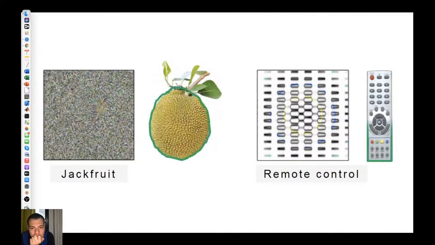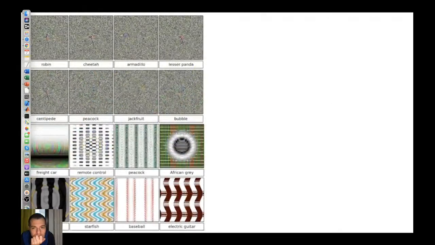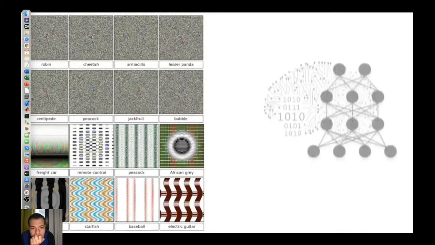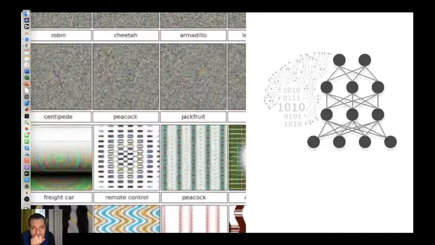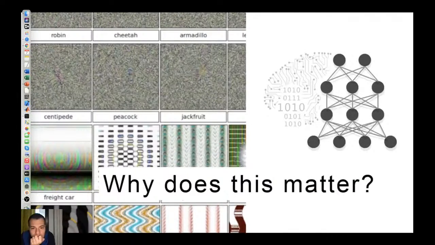Instead of looking at the global structures of an object to make decisions, deep neural networks tend to look for discriminative features such as colors or buttons to determine if this is a jackfruit or a remote control. This is a curious result that allows us to better understand how deep neural networks work, such as what they learn to focus on when classifying images. But why does it matter?